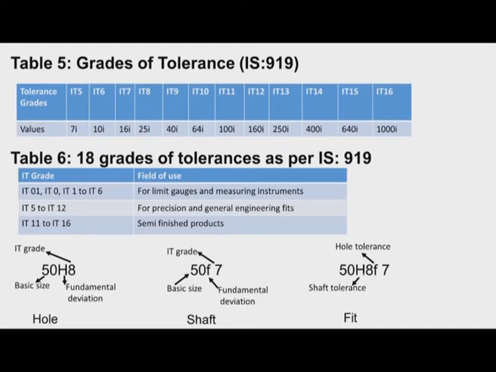And then for the combination of hole and shaft, that is for a fit, this is how we represent the fit. This number indicates the basic size of hole and shaft. This indicates the type of hole. This 8 is the IT grade for the hole, and this small f is for the shaft. So 7 indicates the international tolerance grade.